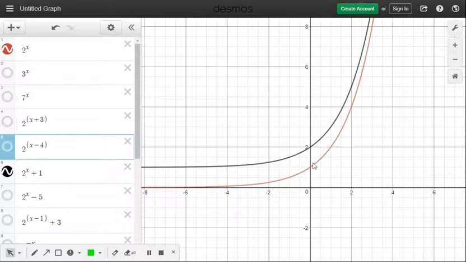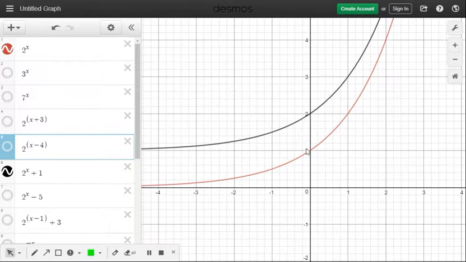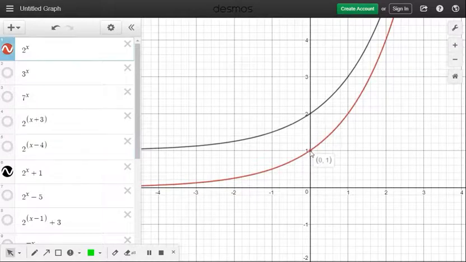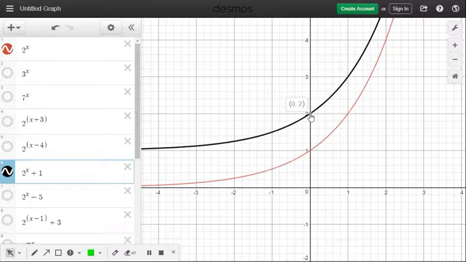So basically, let's check it out. We see that the graph moved up by 1 unit. If I zoom in, here's 1 and here's 2. So 2 to the power of x plus 1, we can see that it shifted 1 unit up. If I check the y-intercept, (0, 1) and then here (0, 2), the x value stayed the same, but the y value changed by 1 unit. So if there's a number adding to the function, after 2 to the power of x, it's going to go up.